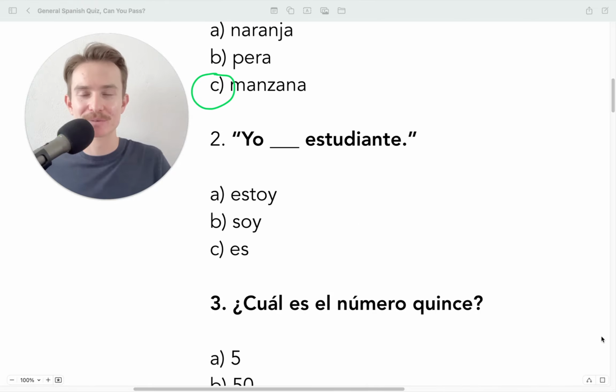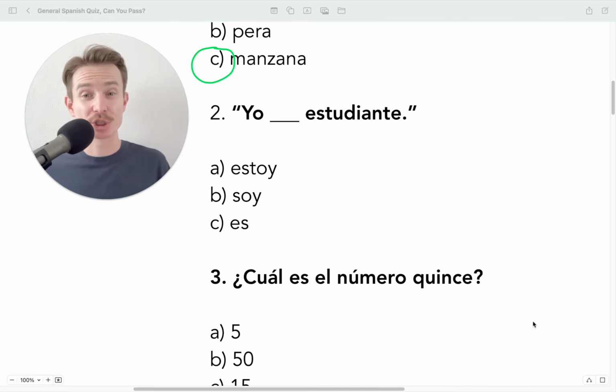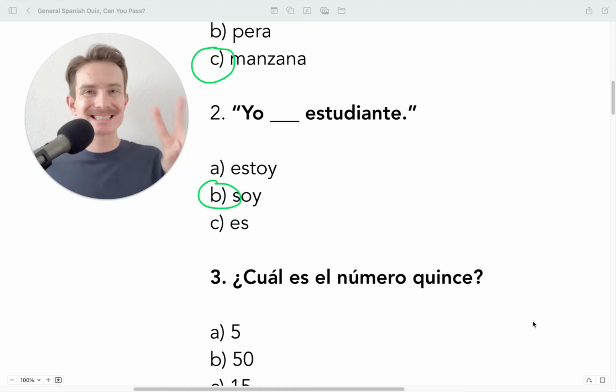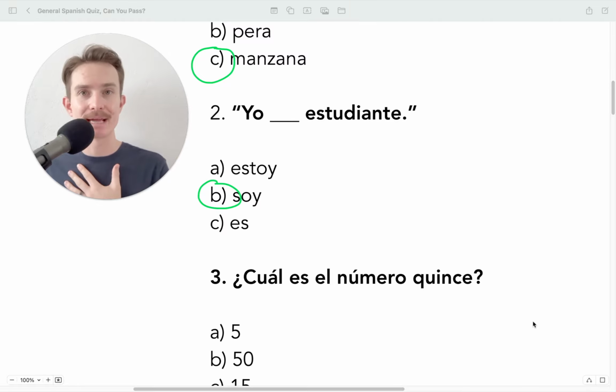Número 2. Yo blank estudiante. Yo estoy estudiante. Yo soy estudiante. Or yo es estudiante. In this case, the correct answer would be soy. When talking about something like being a student, we argue that this is a profession in Spanish. So for example, yo soy un profesor. I am a professor, or un maestro, a teacher.